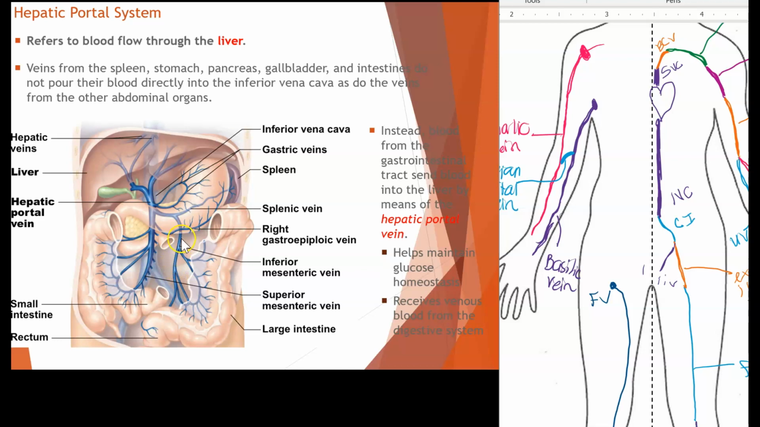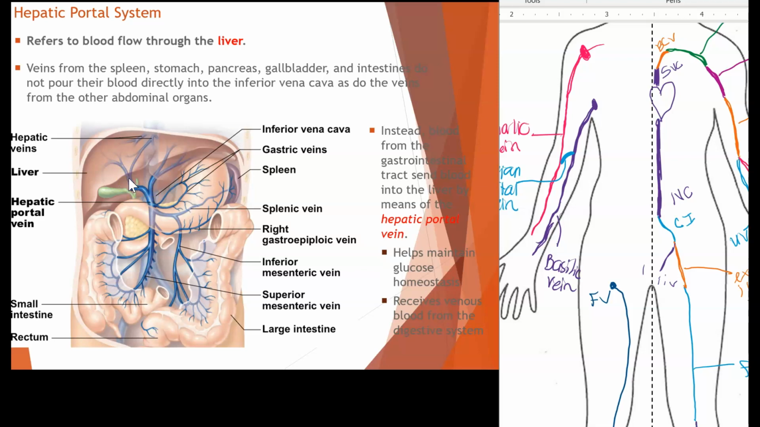So with this, we pull in the nutrient-rich, oxygen-poor blood from our inferior mesenteric, splenic vein, and superior mesenteric vein, and it all goes into this hepatic portal vein. That is then going to carry the blood into the liver.